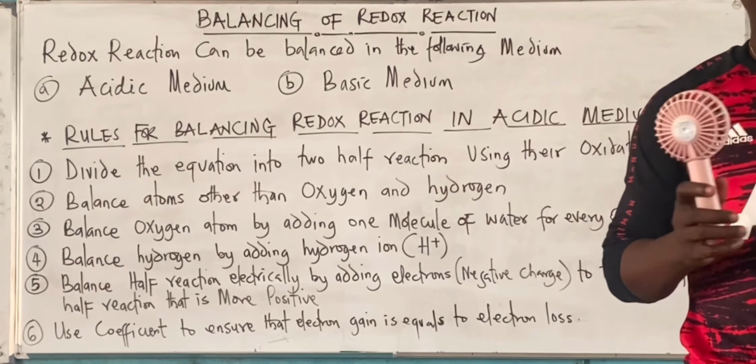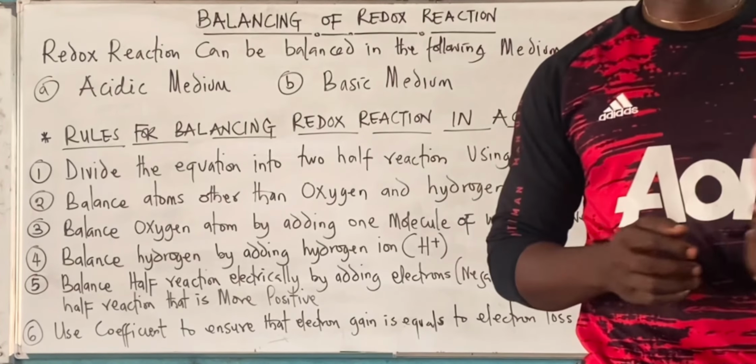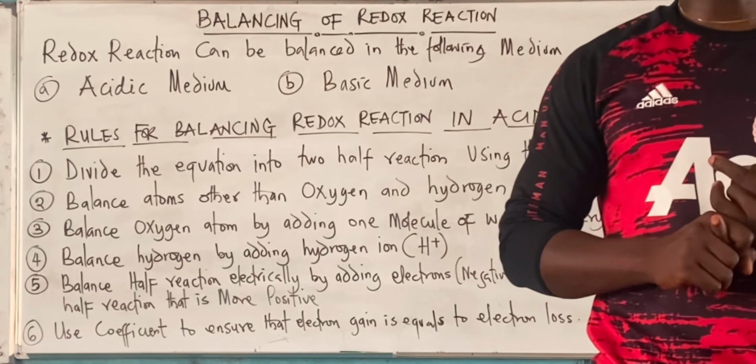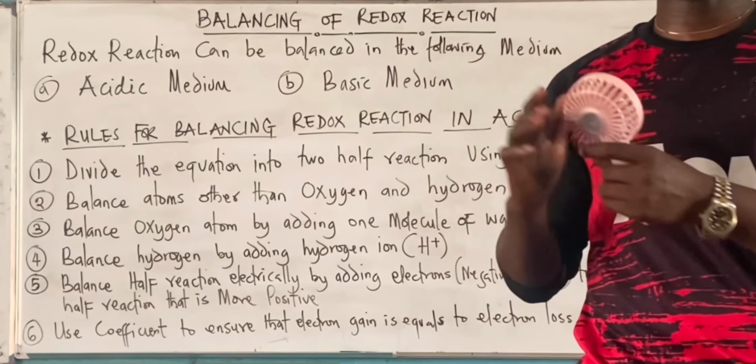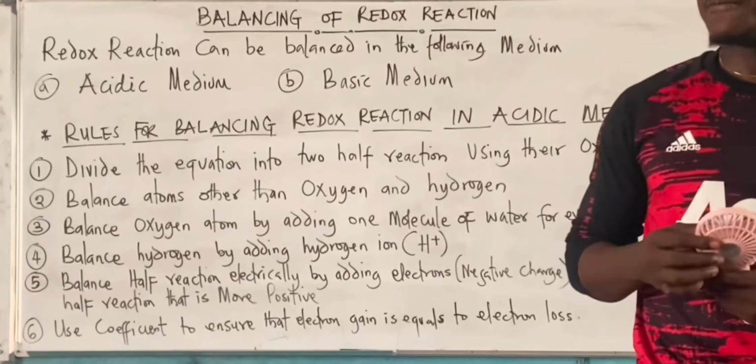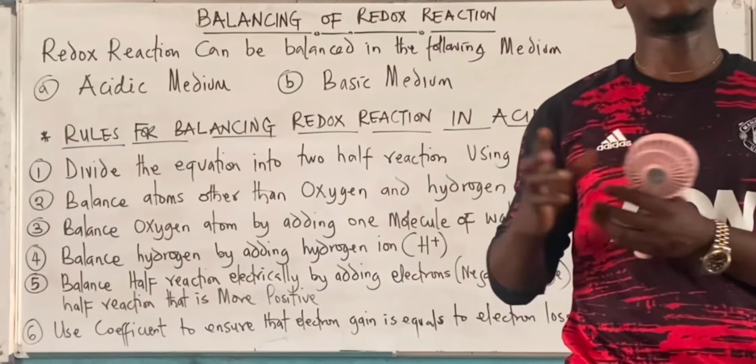Now, be it electrolytic cell or the galvanic cell, the anode is actually an electrode where oxidation takes place, and the cathode is actually the electrode where reduction takes place. And both the anode and the cathode can be found in both cells.